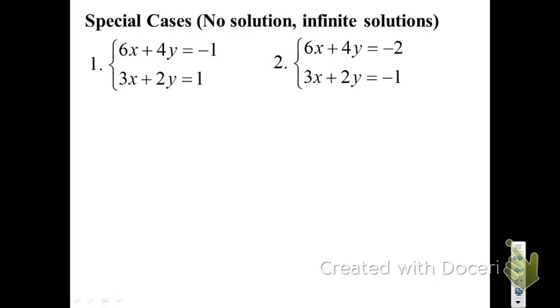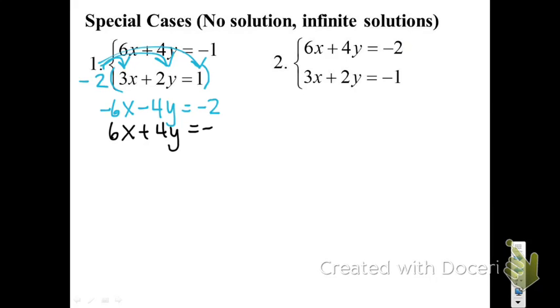Now there are some special cases when solving systems using the elimination method. If I wanted this 3 to become a 6, I would multiply it by 2, but I don't want it to become a 6, I want it to become an opposite, so I'm going to multiply it through by a negative 2. Now make sure when you multiply this, it multiplies to all 3 terms. So on this equation I will end up with negative 6x plus a negative 4, or minus 4y, equals negative 2. That top equation can remain the same. So it's still 6x plus 4y equals negative 1.